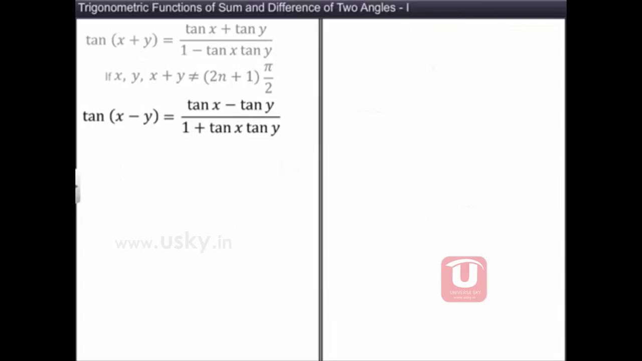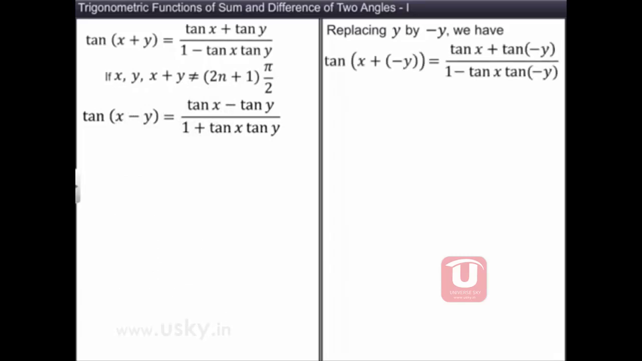Now, let us prove tan of x minus y is equal to tan x minus tan y divided by 1 plus tan x into tan y. Replacing y by minus y in the equation, we get tan of x plus of minus y is equal to tan x plus tan of minus y divided by 1 minus tan x into tan of minus y. Since tan of minus y is equal to minus tan y, we get the required result.